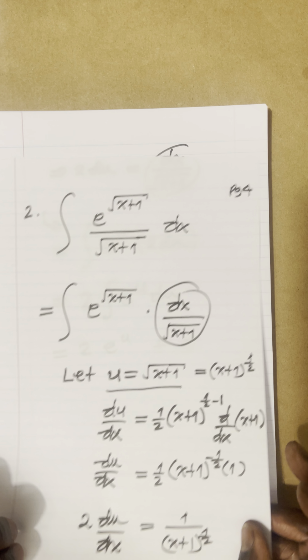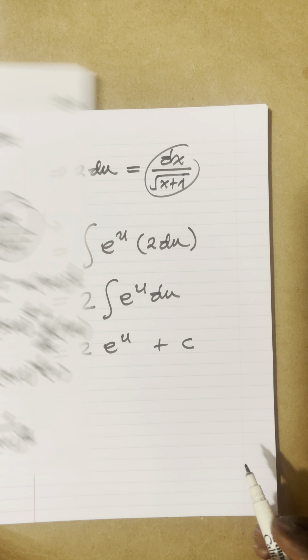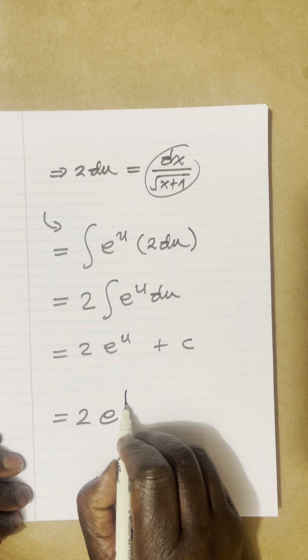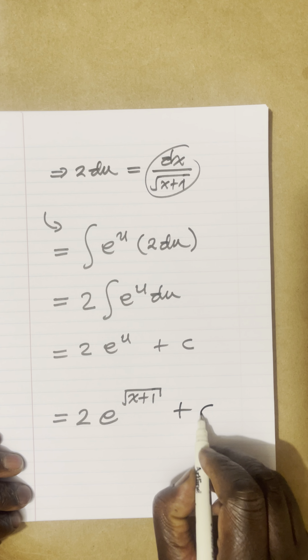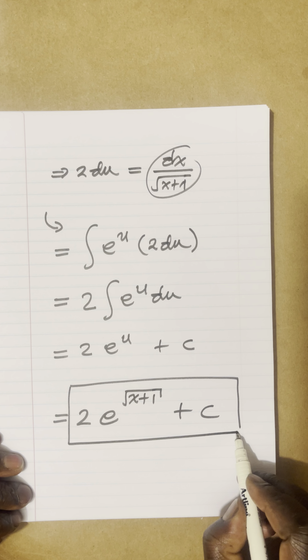But what is u equal to? u is equal to square root of x plus 1, positive square root, that is. So this can change to 2 e to the power the positive square root of x plus 1, and then we are going to say plus c. This is the final solution to our second integral.